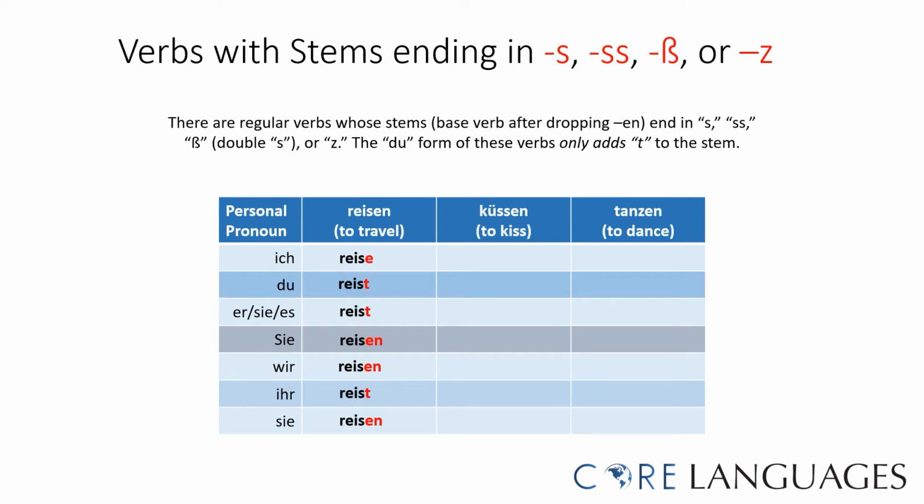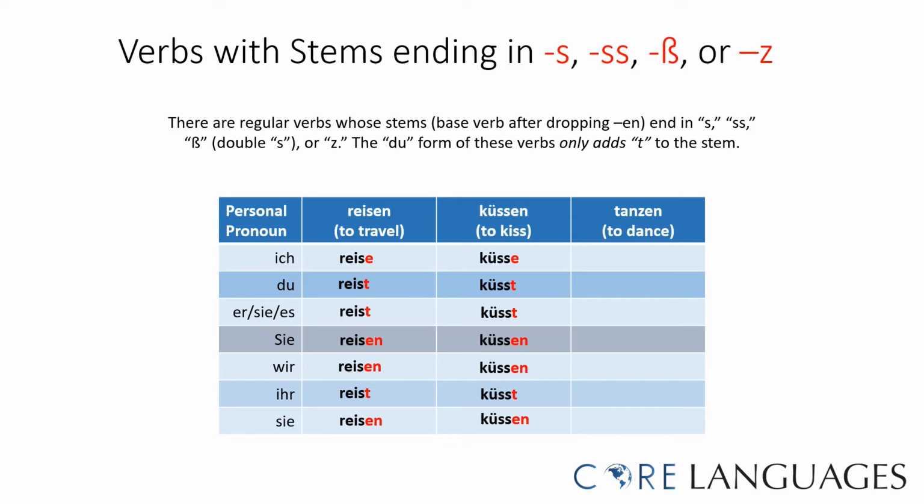Küssen, to kiss. The verb stem ends on a double S, and the conjugation is ich küsse, du küsst, er, sie, es küsst, sie küssen, wir küssen, ihr küsst, and sie küssen.